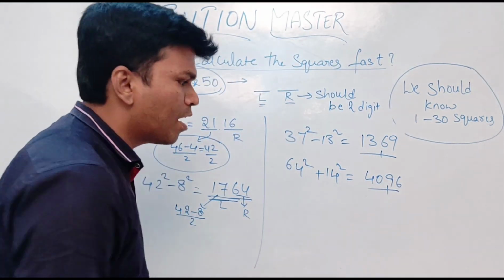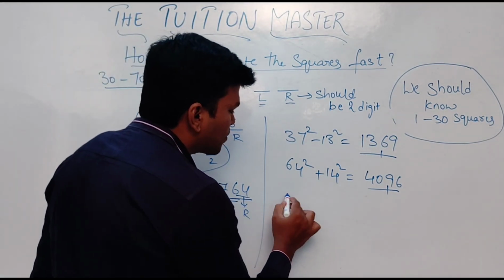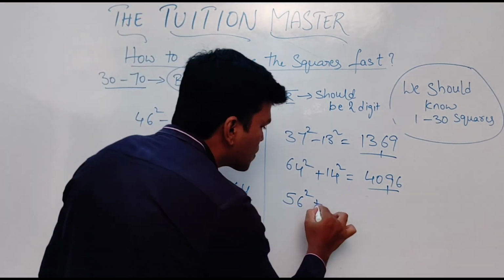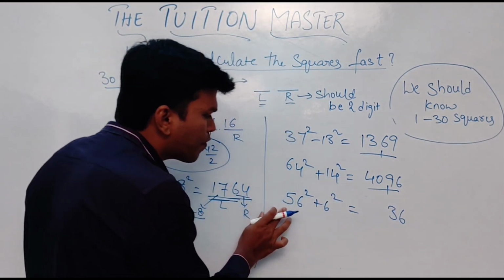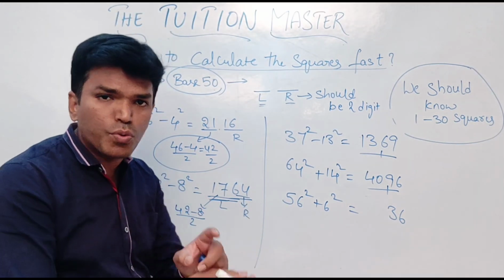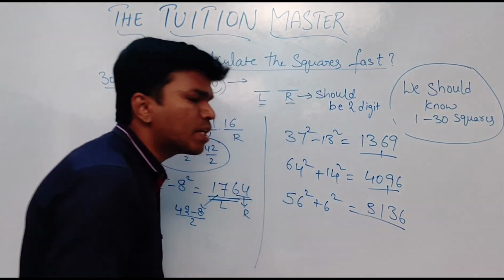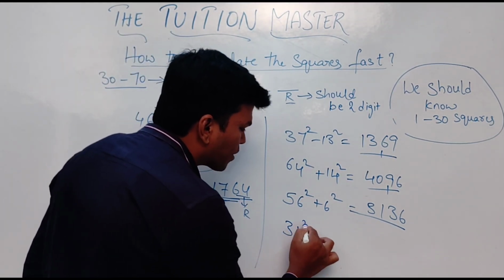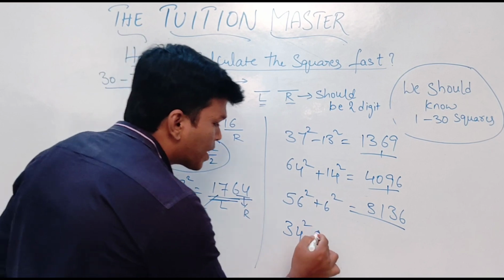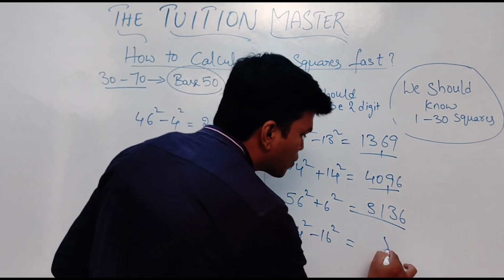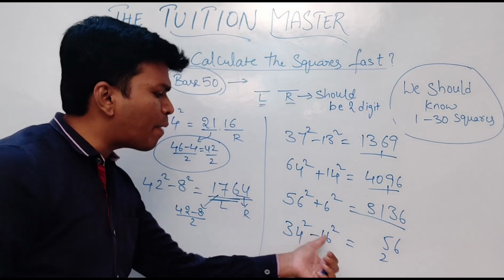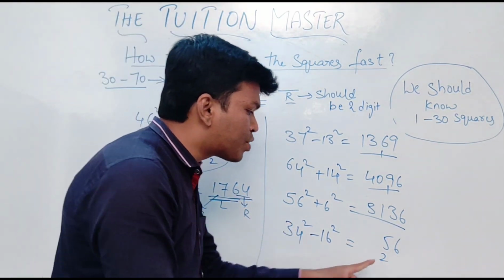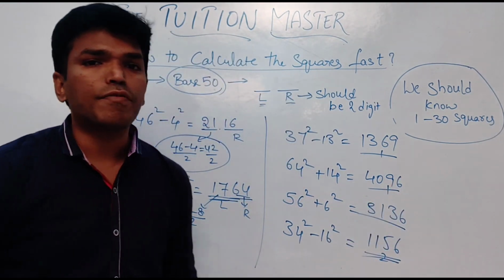That's it. I want to calculate, say, 56 square. So 56, come on fast. How much more? 6. 6 square is 36. My right side part. 56 plus 6, 62 by 2, 31. So 3136 is the answer. One more example. I want to calculate 34 square. How much less? It is 16 less. So 16 square is 256, 2 carry. 34 minus 16, how much? 18. 18 by 2, 9. 9 plus 2, 11. So 1156.